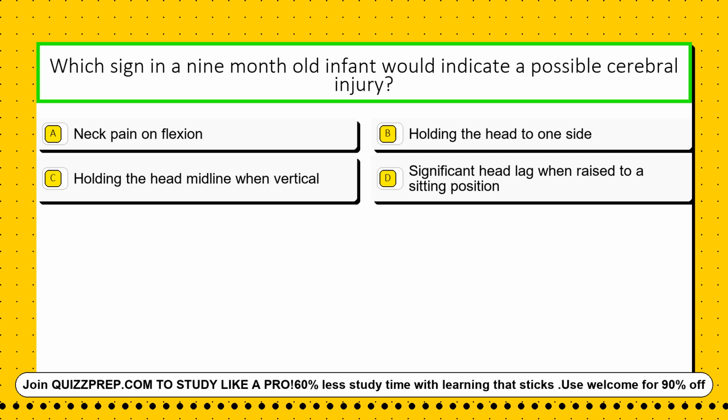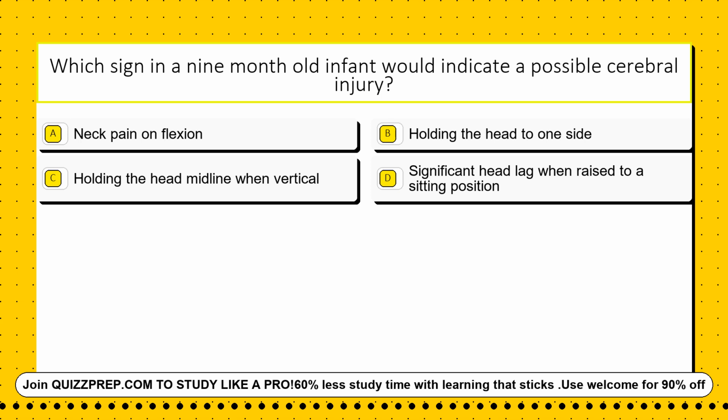Question 108. Which sign in a 9-month-old infant would indicate a possible cerebral injury? Option A. Neck pain on flexion. Option B. Holding the head to one side. Option C. Holding the head midline when vertical. Option D. Significant head lag when raised to a sitting position.